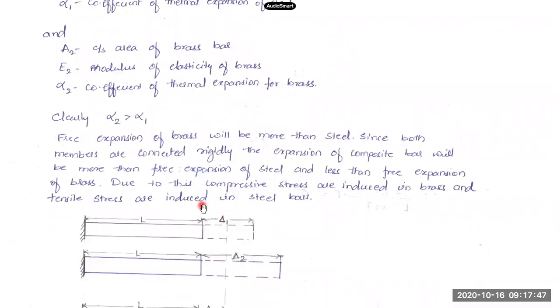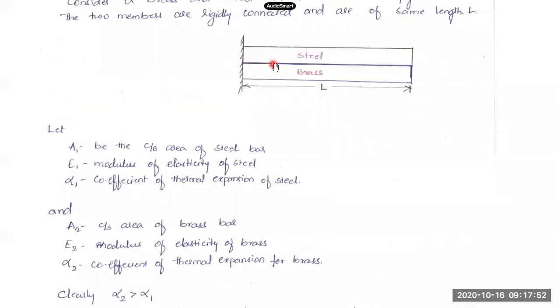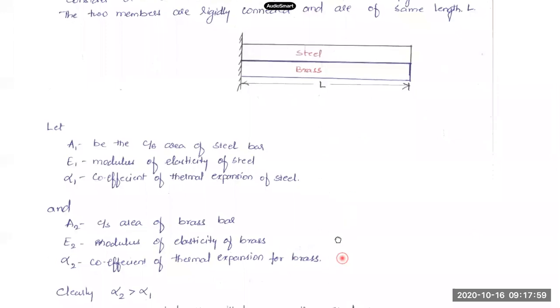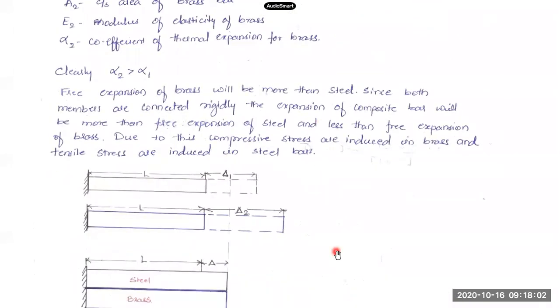Now when we have both of them connected like this, this joint is perfectly rigid, so it will not allow any free, independent movement of these two bars. In this case, the deformation will be somewhere in between delta 1 and delta 2. Neither is the brass bar allowed to freely expand up to delta 2, nor is the steel bar expanding only up to delta 1. It will be pulled beyond delta 1. This will be held below this delta 2 value.